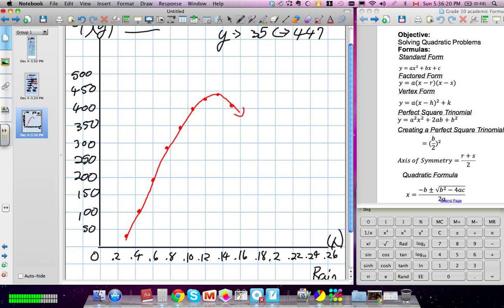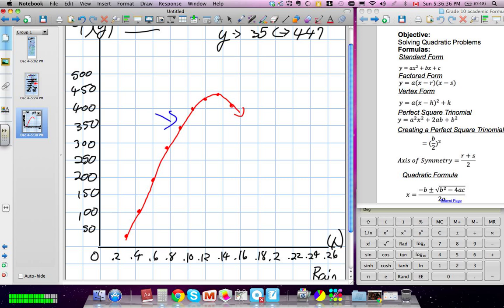So we've created our curve of best fit. We need an equation of it. Now, we're going to either need to make our equations done. Standard form is really hard to make an equation out of. But if we have x-intercepts, we can use factored form. Or if we have vertex, we can use vertex form.